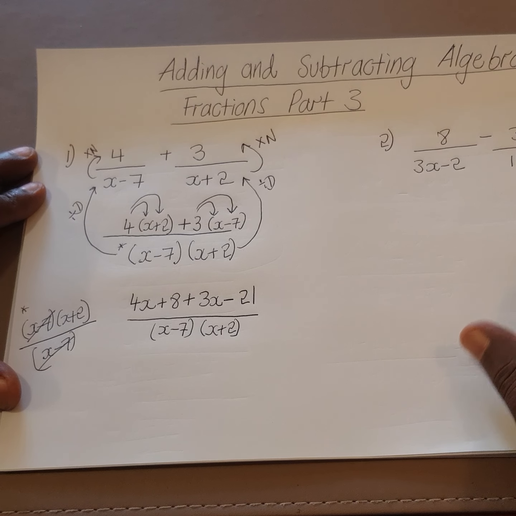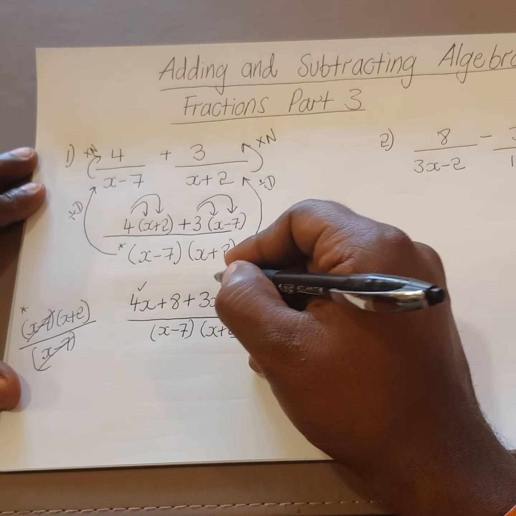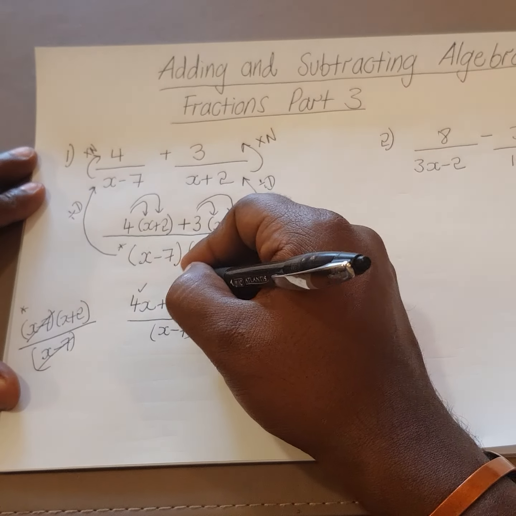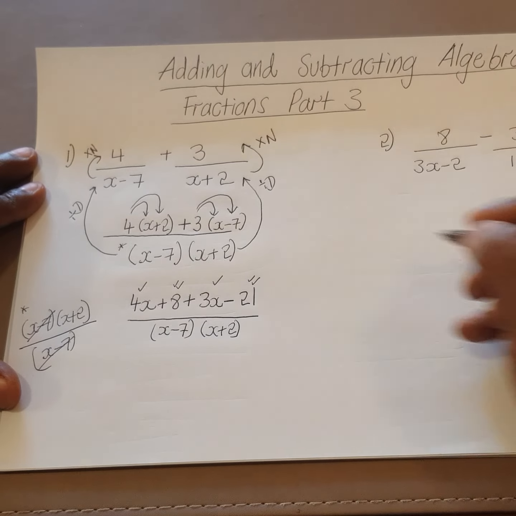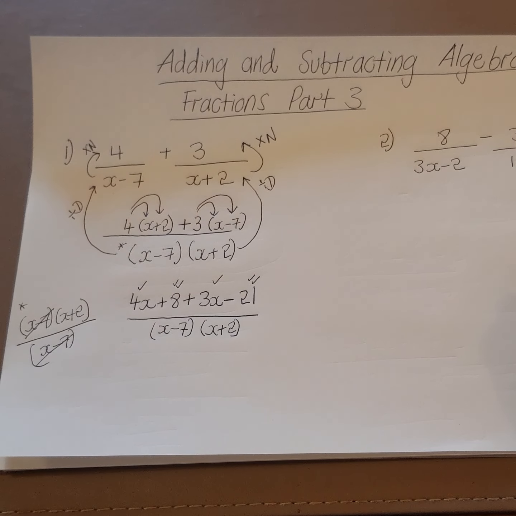Are my denominator signs consistent? If they are, you're on the right track. All right, what do we do next? By now you would know you rearrange them, so you group your like terms. Again, I like to put a tick on the x's and then a double tick on the numbers. In that way, you know these are like terms, and 8 and negative 21 are like terms.